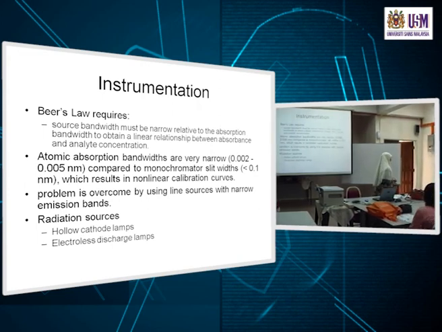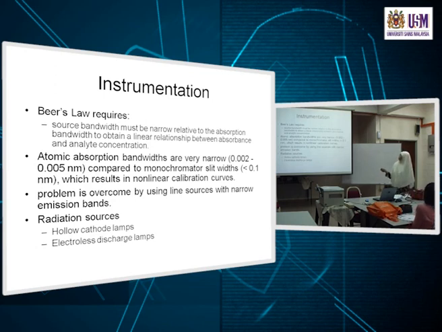After having looked at the several atomization methods, the graphite furnace, the glow discharge, and the hydride generation, we now go back to the instrumentation. So we won't look at the atomizer again. Now we want to look at what sources are used for AAS.